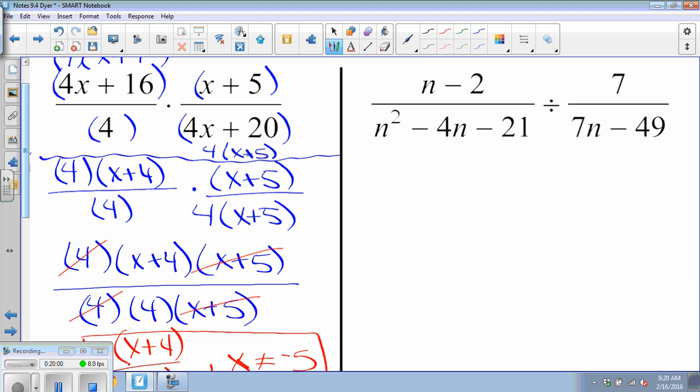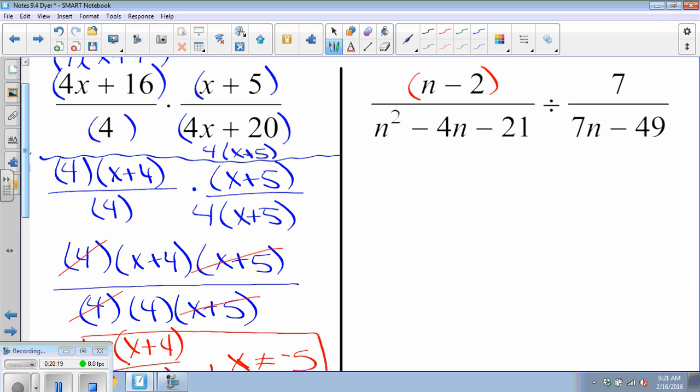I want y'all to try this one. Now this is a division sign. So what are you going to have to do? Keep, change, flip. This one's going to stay the same. You're going to change it to multiplication, and then you're going to flip this. You can't factor n minus 2, so it'll just stay n minus 2. But you can factor these two at the bottom.